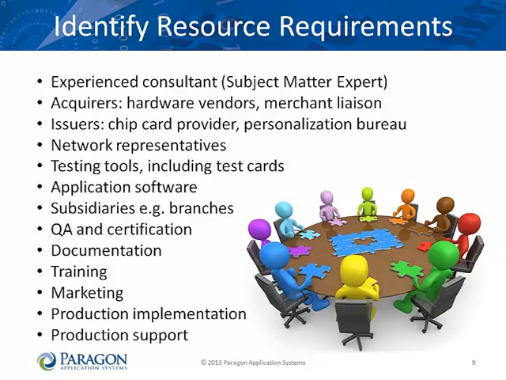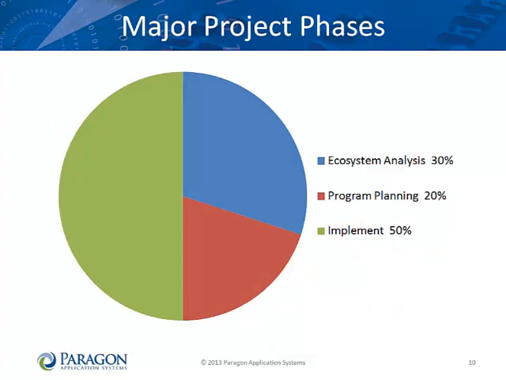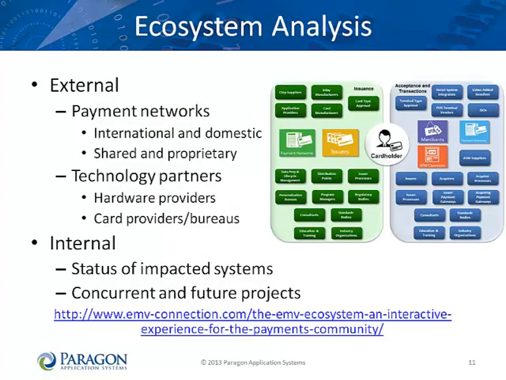QA and certification is vital. You will have impacts to documentation, training, and marketing. You will need to plan for production implementation and production support. What we have seen in EMV projects in the UK and in Canada is that approximately half of the time you will need for your project should be spent in upfront analysis and planning. If you do a good job in these stages, the subsequent implementation phases should go well. You really need to understand what your external partners are doing. This includes international and domestic, shared and proprietary global and regional networks.